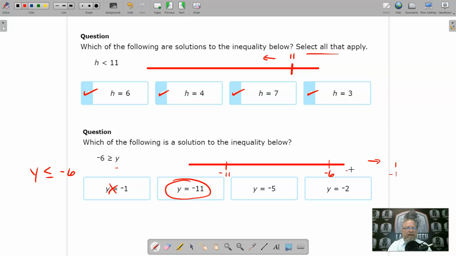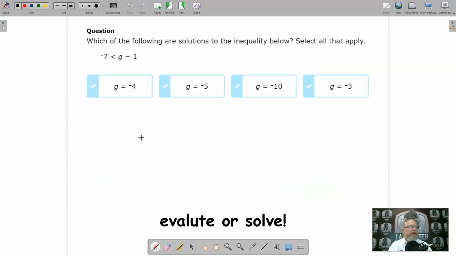-5 is going to be like here someplace, right? So that's actually going to be greater than -6, and we're looking for y is less than or equal to -6, so this one doesn't work out either. And then -2, well, that would be right about here on the number line. So it's to the right of -6, so it's actually greater than -6, not less than. So this one is incorrect as well. It turns out that y equals -11 is the only correct selection of the 4 that they've given us.